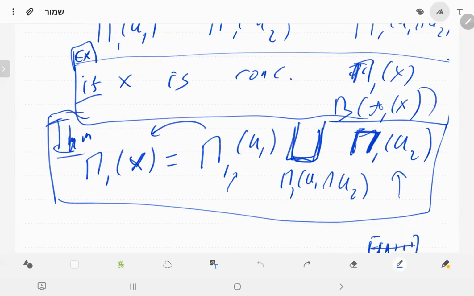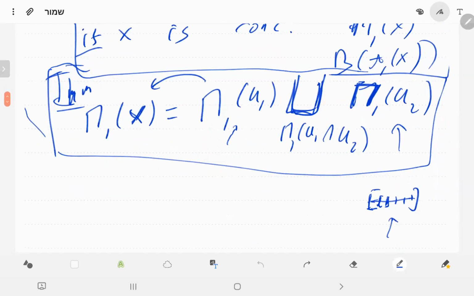Of course, any closed path in U1 gives you a path in X, and a closed path in U2 gives you a path in X. So you have a map in one direction, and you want to prove it's one-to-one and onto. The fact that it is onto is rather easy. It's essentially a one-dimensional argument. You want to show that any curve in X can be obtained from curves in U1 and U2, and this you do using this trick of breaking down the interval.